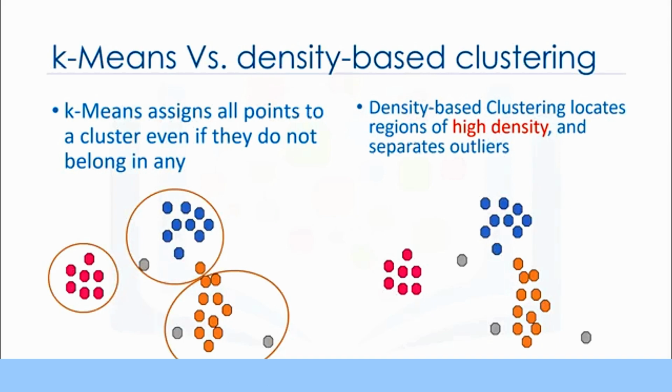In the domain of anomaly detection, this causes problems as anomalous points will be assigned to the same cluster as normal data points. The anomalous points pull the cluster centroid towards them, making it harder to classify them as anomalous points. In contrast, density-based clustering locates regions of high density that are separated from one another by regions of low density. Density in this context is defined as the number of points within a specified radius.